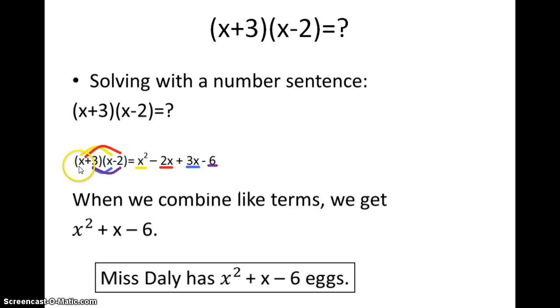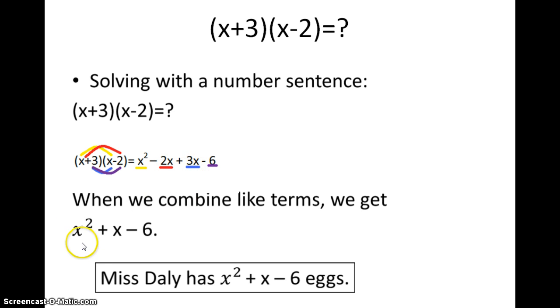Then we have outer, so x times negative 2 here in the red gives us minus 2x. Then the inner in the blue, 3 times x gives us 3x here. And lastly, in our FOIL, is 3 times negative 2, which gives us negative 6. Now we can combine these two middle terms, because they're like terms. Negative 2x plus 3x is going to give us 1x.